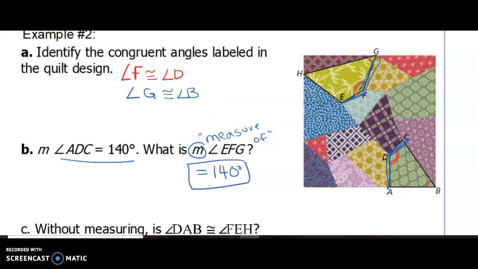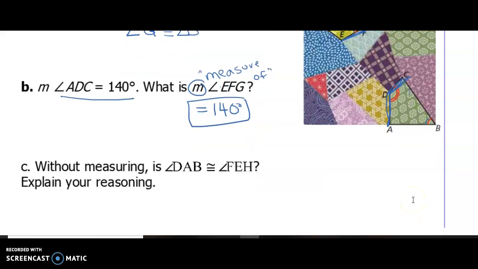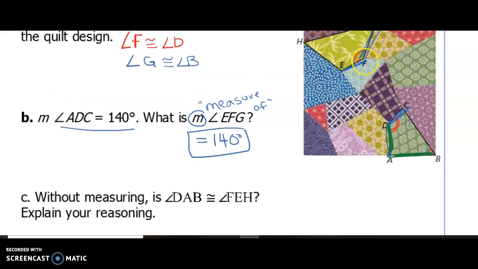Okay, let's do part C, and then we'll have one construction and be done here. It says, without measuring, is angle DAB, so D here, A here, B here, congruent to FEH? What do you guys think? I'm going to say no, because angle DAB looks like a 90-degree angle, so I'm going to put approximately 90 degrees. Give or take, it looks like a 90-degree angle.